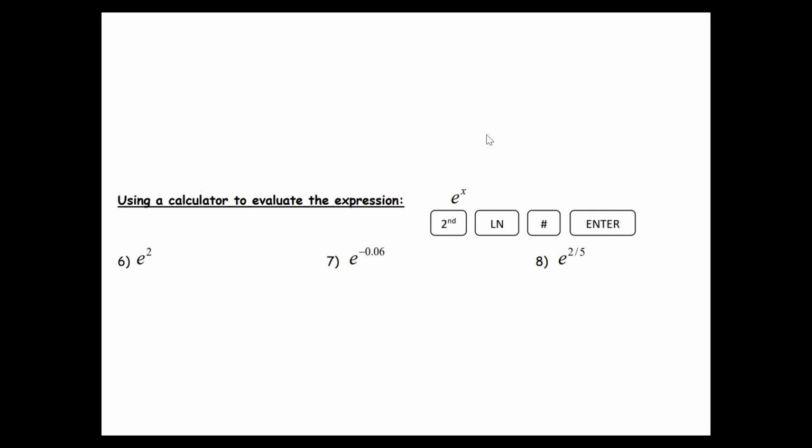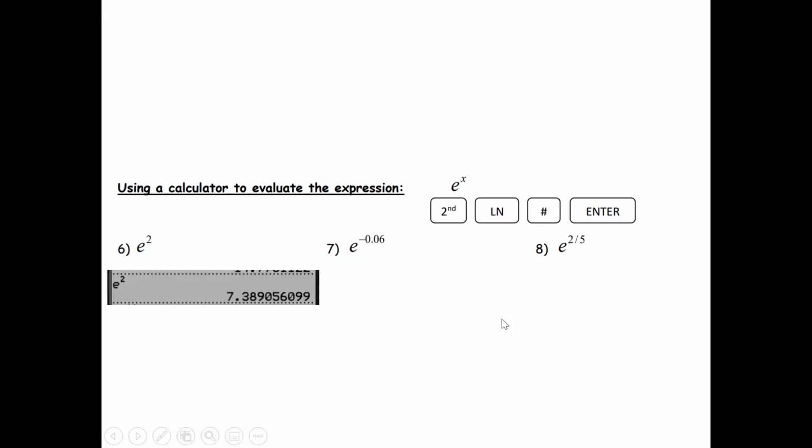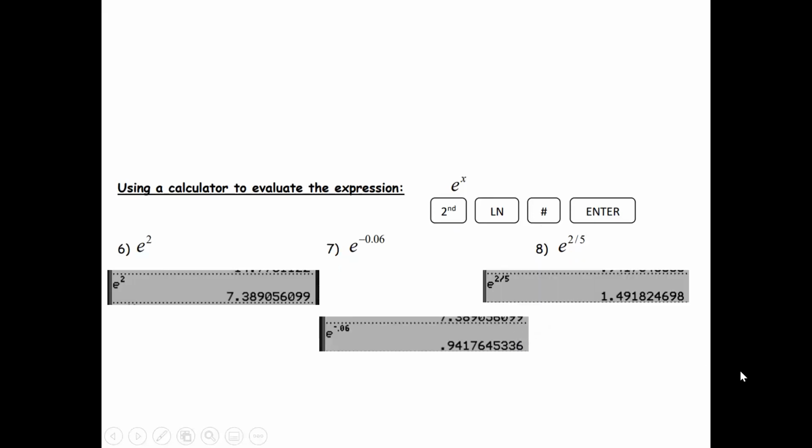All right, so if you have all 3 answers, your answer should be 7.38, 0.94, and 1.49. So when you insert that into your calculator, those are the answers that you should have. You don't have to have that many decimals, like 2 decimals is more than enough. So if you round it to the hundredths place, you're good to go.